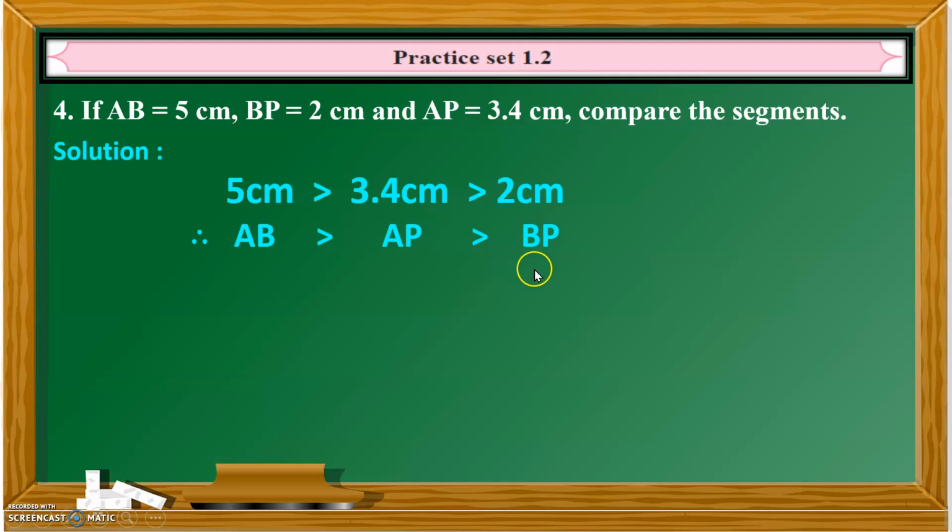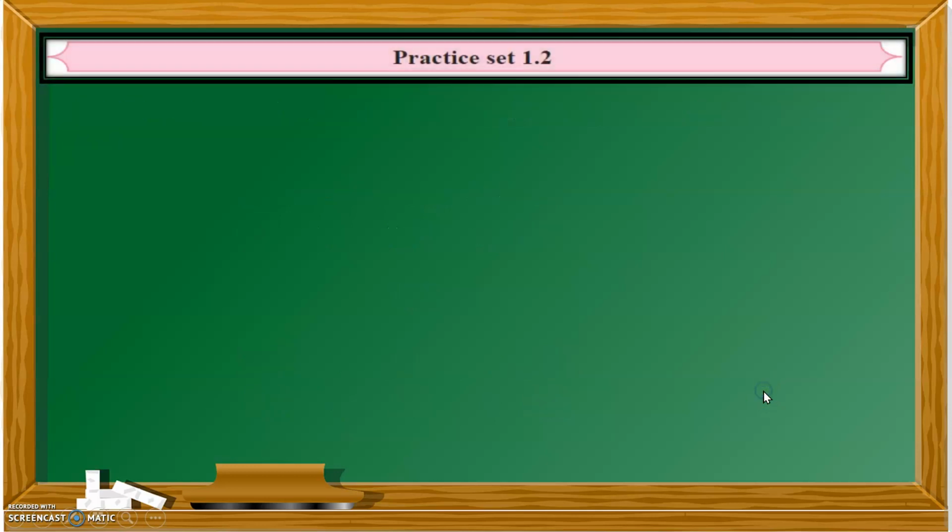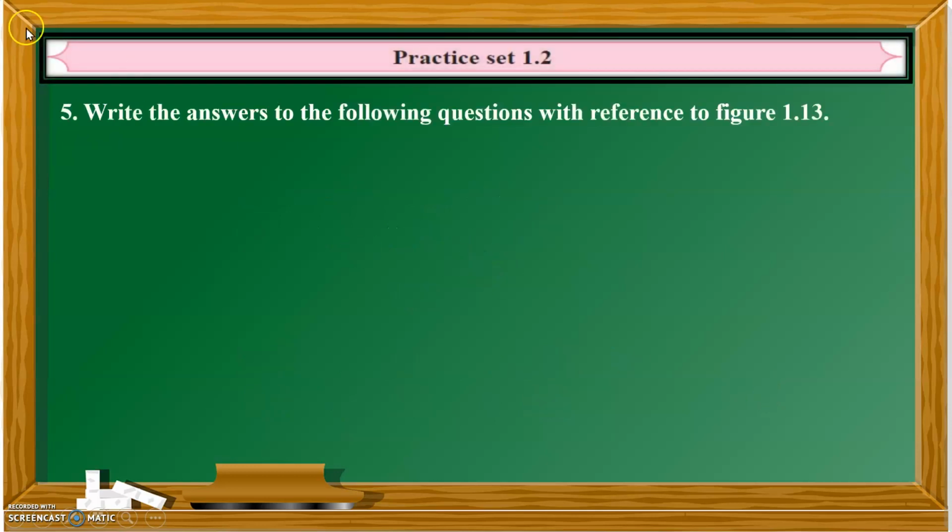This is one way you can write your answer, or you may write it using the less than sign. That is 2 centimeter less than 3.4 centimeter less than 5 centimeter. Therefore, BP is less than AP less than AB. So, either of the two ways, you need not write both of them. We now go to the next question. That is question number 5.